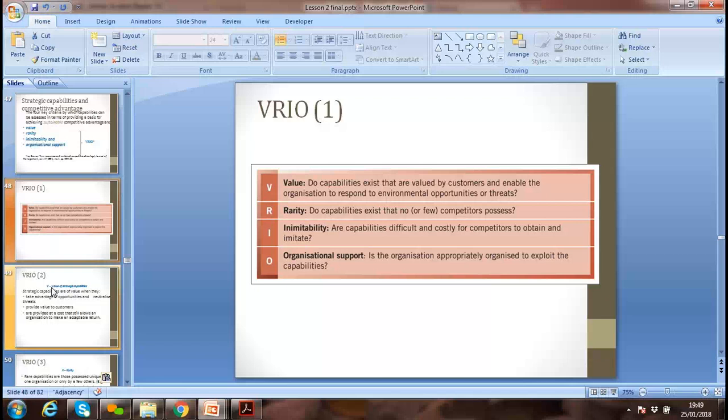So R stands for rarity. Does the capability exist that very few competitors possess? We need to think about whether anyone else is offering what we offer, because we need to think about why we are unique. Yes, our capability exists, and few competitors possess it; no others are doing what only we are doing.